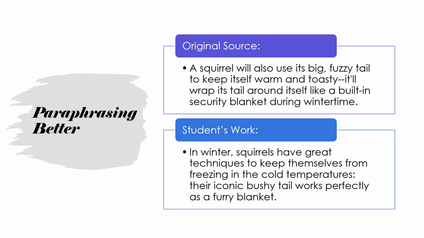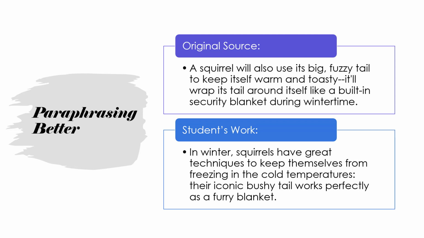How can we do it a little bit better? All right? First of all, we're going to change the sentence structure, and then we're also going to look at what is the main idea that they're trying to get across here. Okay? The main idea is not that we have to have a built-in security blanket or a big fuzzy tail. The main point is the squirrel is able to survive the winter because it's keeping warm because it's using its tail as a blanket. So how can I use that in my own words?